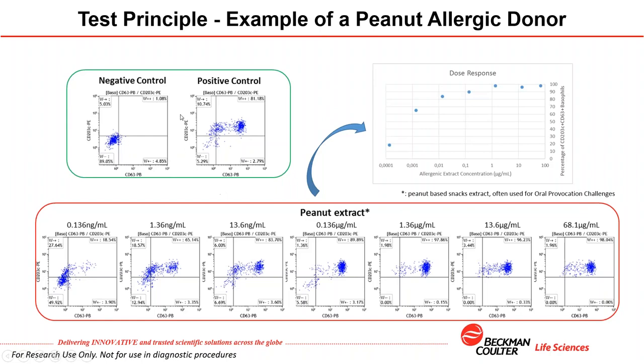The way it is being done is the following. You have, of course, a negative control and then a positive control. And between these two, you can see the drastic difference in CD203c and CD63. But then the way it is typically implemented is through a dose-response approach. And here, in the case of a peanut allergic donor, you can see what the results look like at the activation level as a function of the concentration of peanut extract in the tube. And you can see that from this, we can draw a nice dose-response curve that enables a detailed characterization of the sample we're working with.